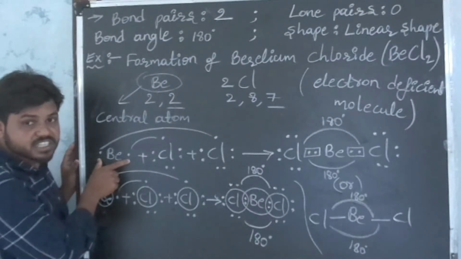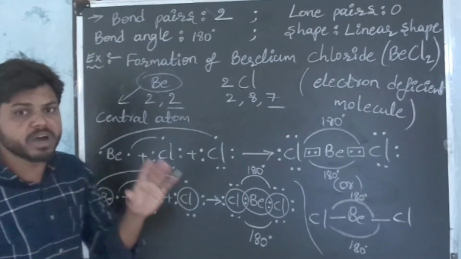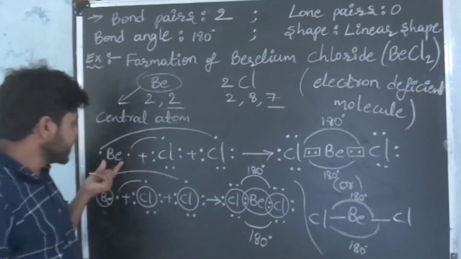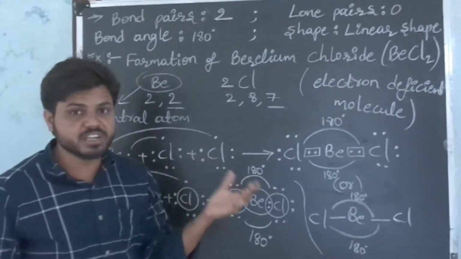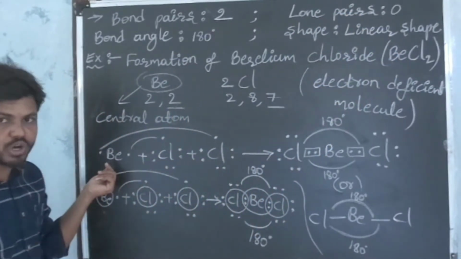Means these two electrons are what? Bonded electrons. In the beryllium valence shell, unbonded electrons are not there. Means lone pair electrons are not present in the beryllium atom.